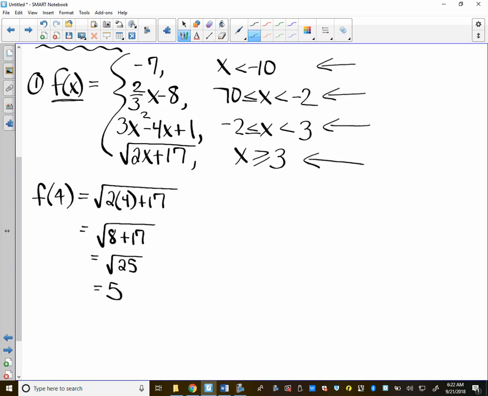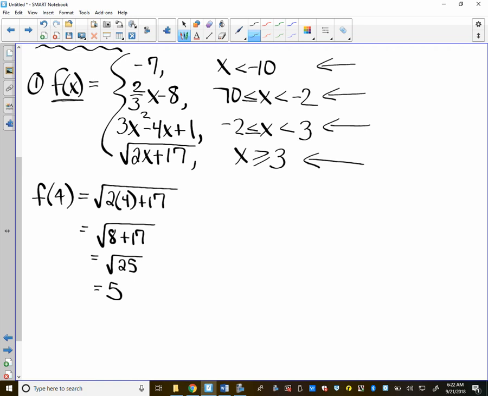Get a whole number there. You're not always going to get a whole number. You might have to square root it and get a decimal, or leave it in simplest radical notation. But there, we got a whole number. And that means when you input 4 into the piecewise function, your output will be 5. So there's a point somewhere at 4 comma 5 on that square root function piece.